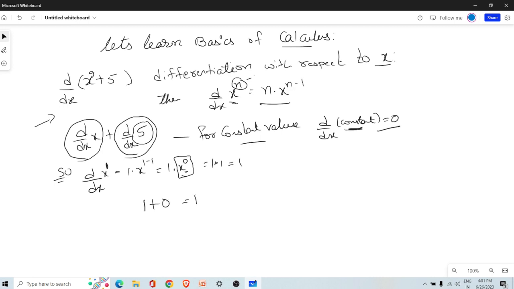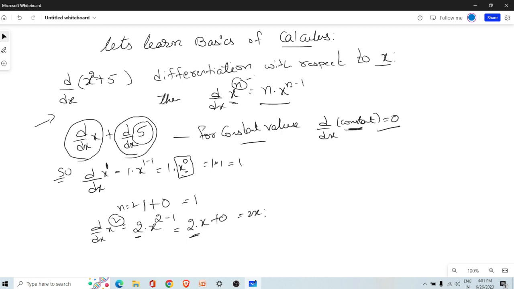If I have x square, then d by dx of x square has power 2, so n value is 2, n into x power n minus 1, which is 2 into x, and this value is 0, so 2x plus 0 will become again 2x. This is the way we generally do differentiation.